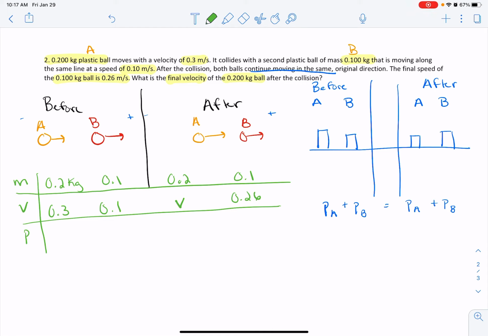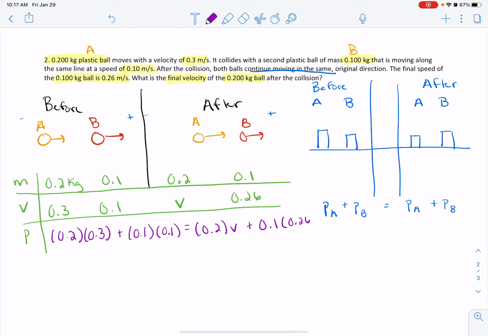Let's do it together. Our momentums here, we're going to multiply the mass times the velocity. So I have 0.2 times 0.3 plus 0.1 times 0.1 equals, and the equal sign should be for the after, 0.2 times v plus 0.1 times 0.26. We want to solve for v. I want you to try this on your own. What is v going to be? Please put your answer in now.